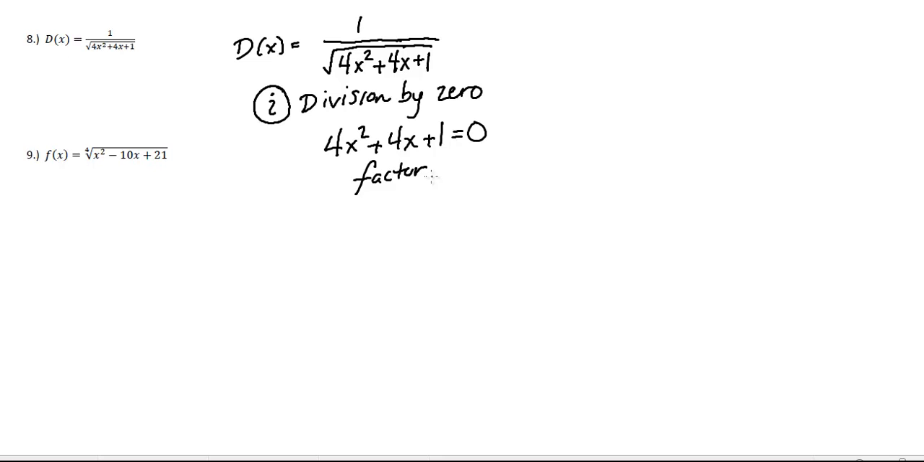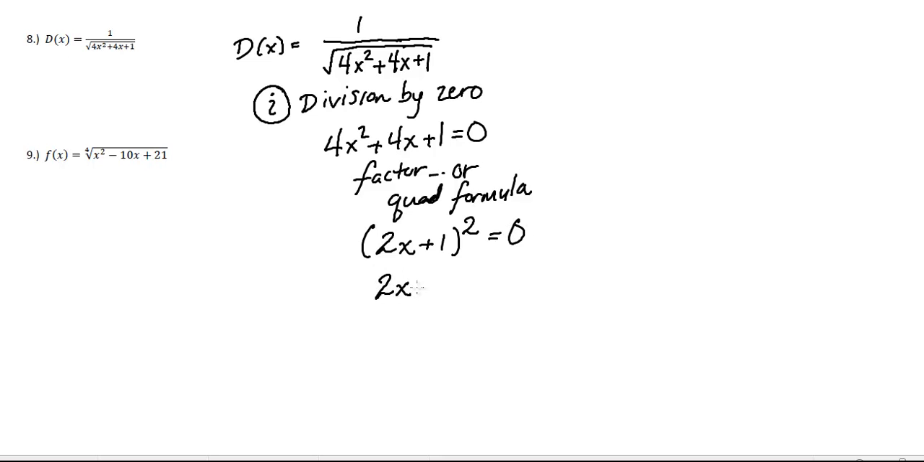Factor or quad formula. And I'll leave you to your own devices on that one. And what we end up with is 2x plus 1 squared is the factorization, so that equals 0. So then 2x plus 1 has to equal 0. So x is negative 1/2.